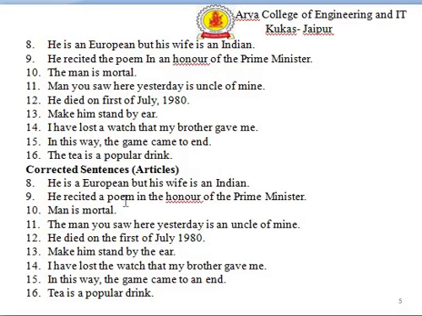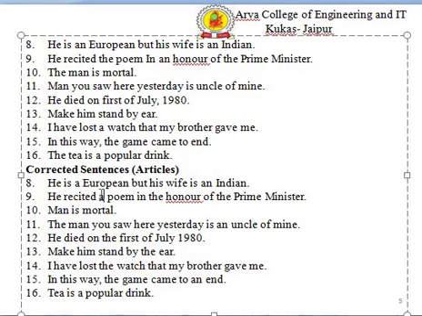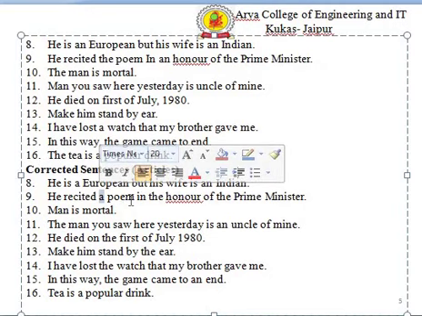He recited a poem in honor of the Prime Minister. He recited a poem, because the will not be used because the name of the particular poem is not specified. He sang any poem, so it gives a general idea, so it will take a. He recited a poem in honor.